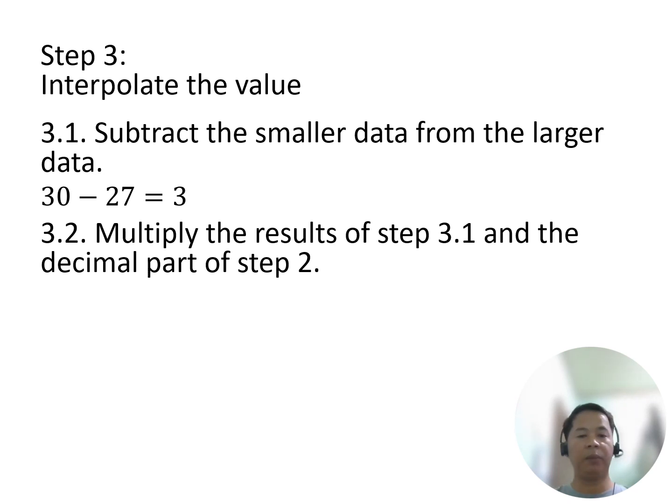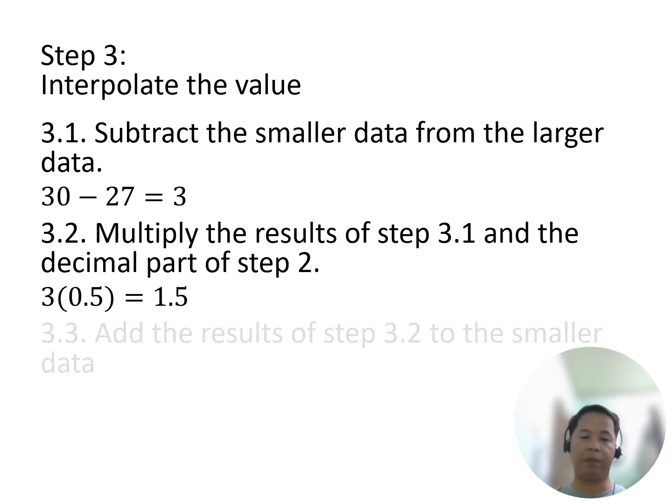We're going to multiply the results of step 3.1 and the decimal part of step 2. And the result of step 3.1 is 3, and the decimal part of our position of the third quartile, which is 7.5, and that is 0.5. Therefore, 1 half of 3 is simply 1.5.